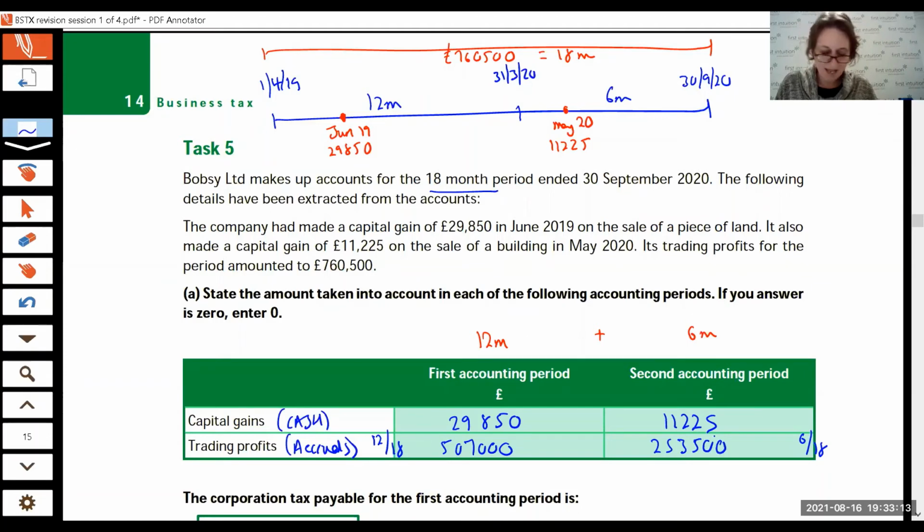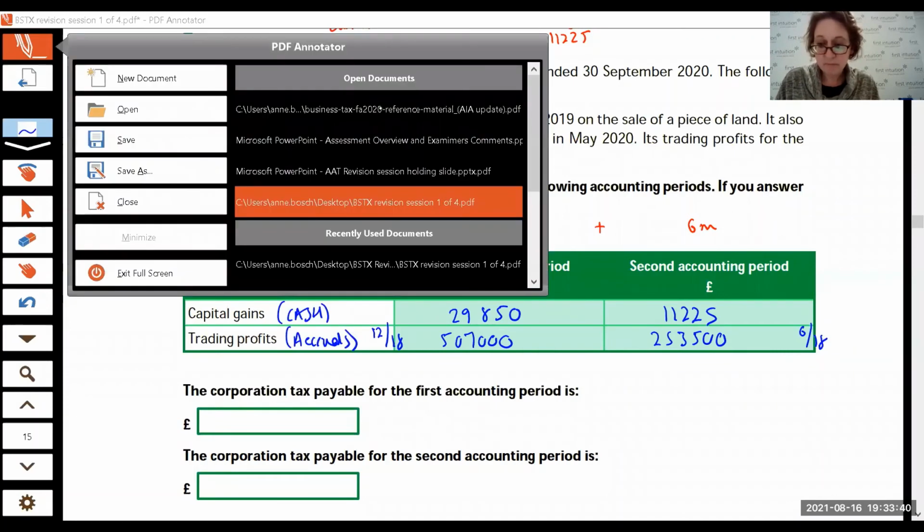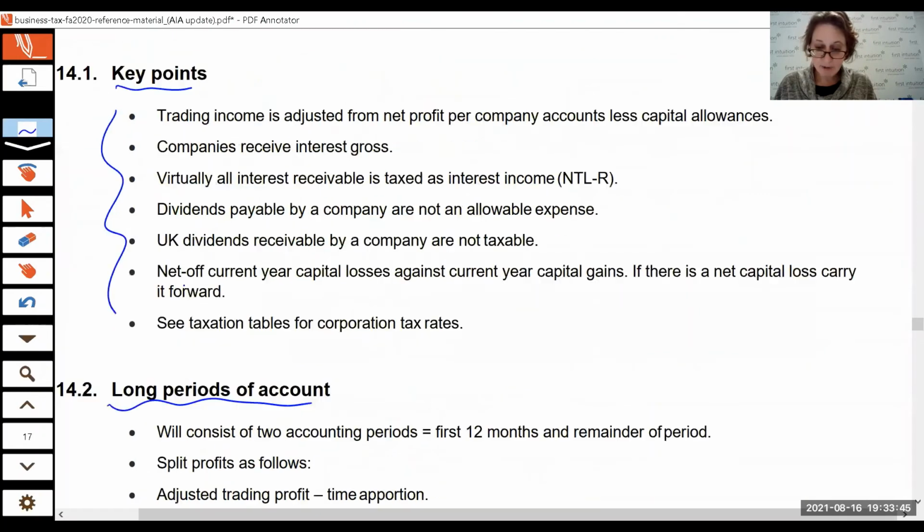And once I've done that, I'm actually just going to check that I haven't lost any profit. In total, it must still be 760,500, which it is. Excellent. Then the next part of the question says, now you've done that, how much tax is payable for the first period? So this is where my pro forma comes in, I suppose, or at least an awareness of what I'm doing, because it's asking how much tax is payable.